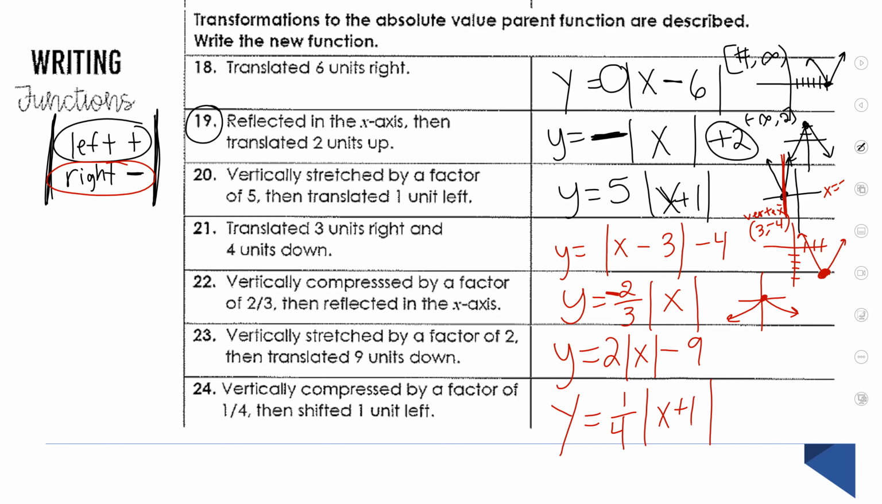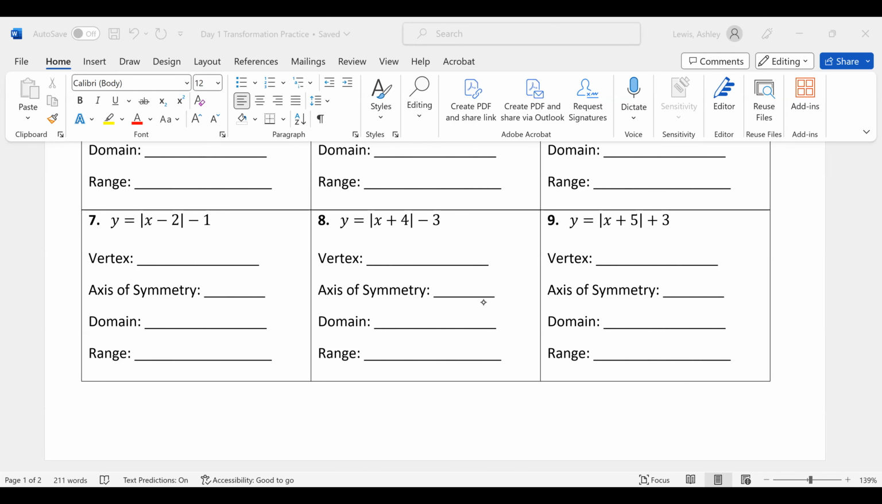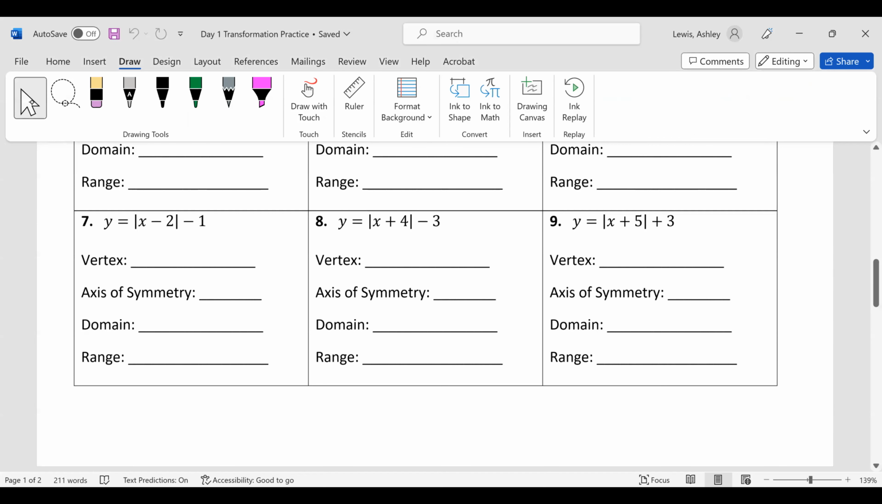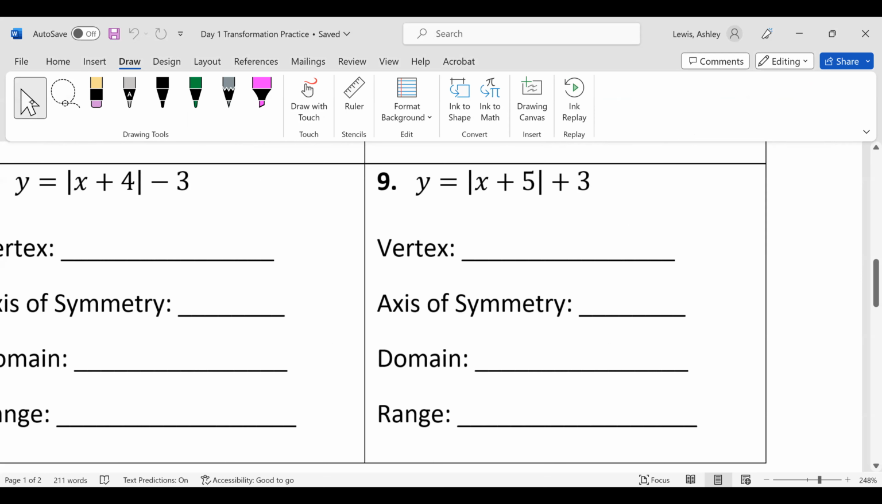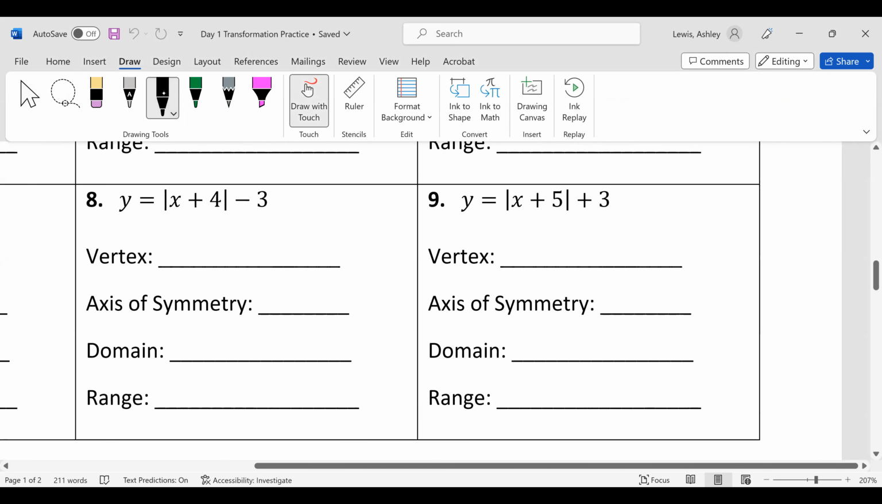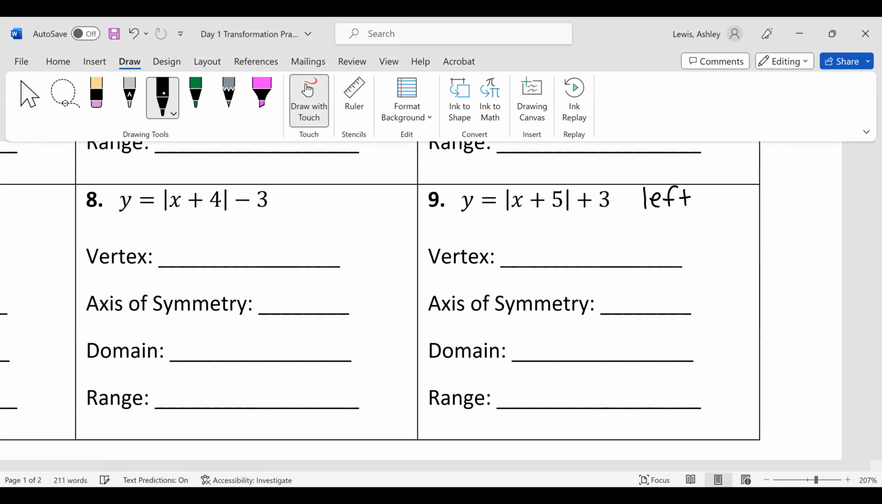Okay, so you guys will now continue on to the practice. I'm going to pause the video here. So guys, I'm going to do problem 9 for you, just to get you started. So this is number 9, the practice problem. Guys, just by looking at it, what are the transformations? Left 5, and then up 3. Can you guys write that down, please?